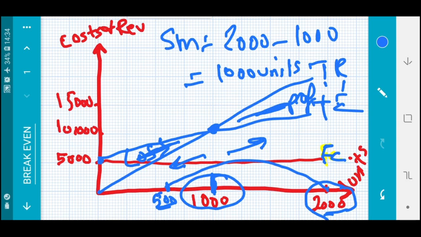Okay, that's all for the break-even chart and how to draw it. You can practice, of course, using past papers, and your book has some questions.